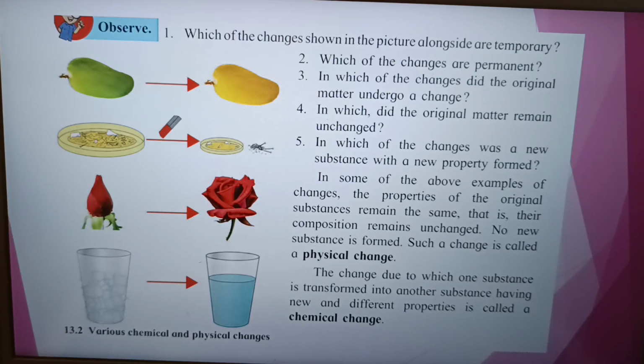And the last, you can see here there are two glasses. Ice is converted to liquid form, and the liquid form again can be reversed. So such type of change is called temporary change.